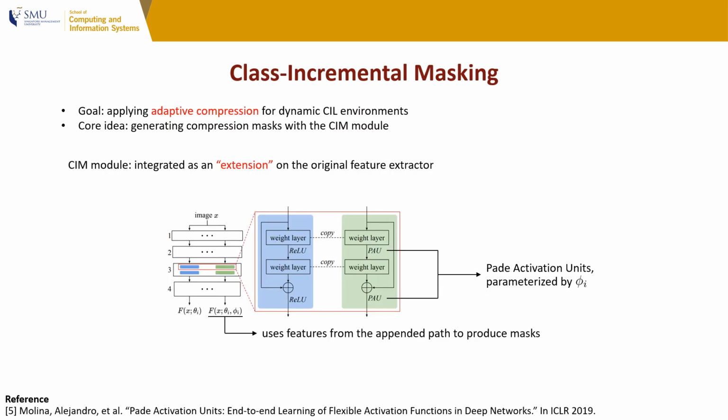We further apply adaptive compression for dynamic CIL environments by generating compression masks with the SIM module. The SIM module appends a new forward path on the feature extractor by plugging in learnable adapter units. Please note that other weight layers are shared with the original path, so the SIM module introduces few additional parameters. Then we use the appended path to produce compression masks.